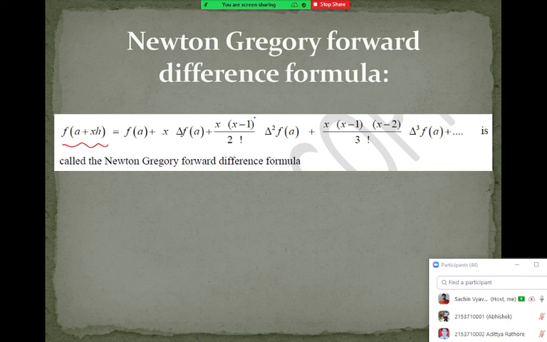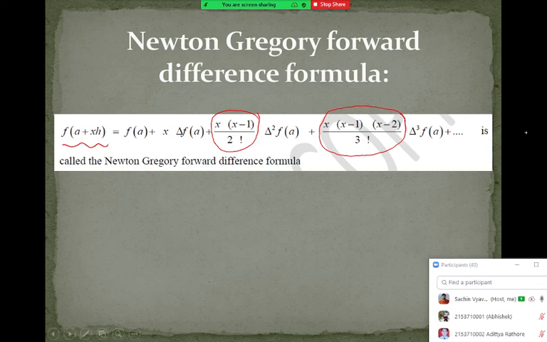Can you see these terms and tell me whether they are similar to something known to you? Yes, sir, xC2. Correct, it is combinatorics. This is similar to the combinations: xC2, xC3, and so on. So it is very simple to remember. The formula is so simple here. The value of f of a plus xh is given as f of a plus x delta fa plus xC2 delta square fa plus xC3 delta cube fa and so on.